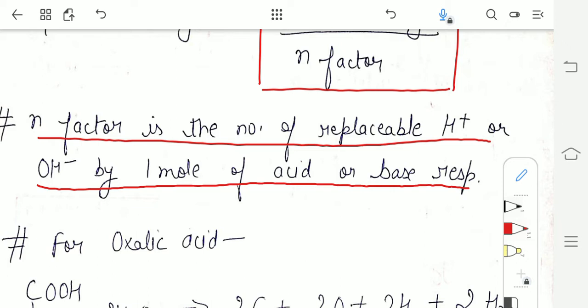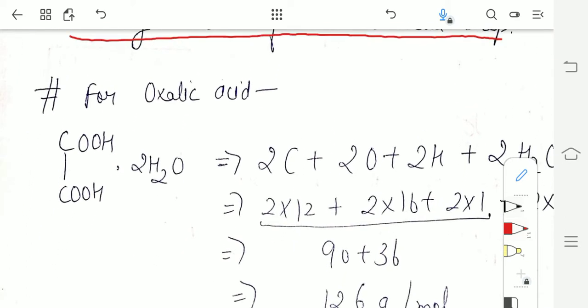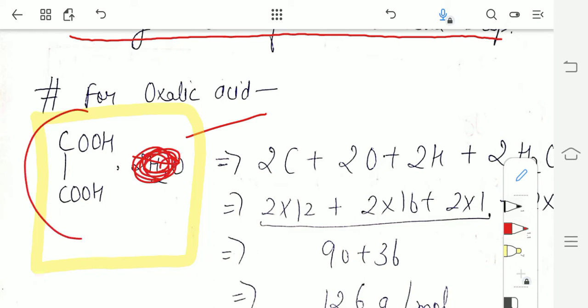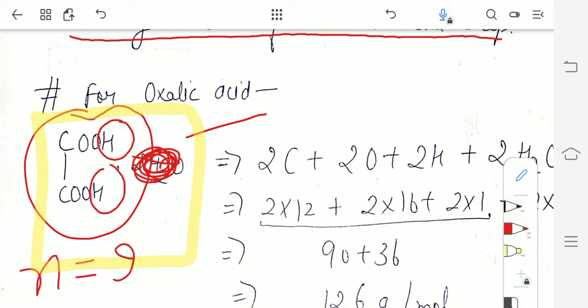So for example, in case of oxalic acid, here I have drawn the structure of oxalic acid. If you see, in its structure, it is having two molecules of water of crystallization, and the hydrogens present in the water of crystallization do not contribute towards the n factor. So we will neglect this. We will only see the main structure, and in this structure, if you see thoroughly, you will see two hydrogens which are easily replaceable. Therefore we can say that the n factor for oxalic acid is 2.